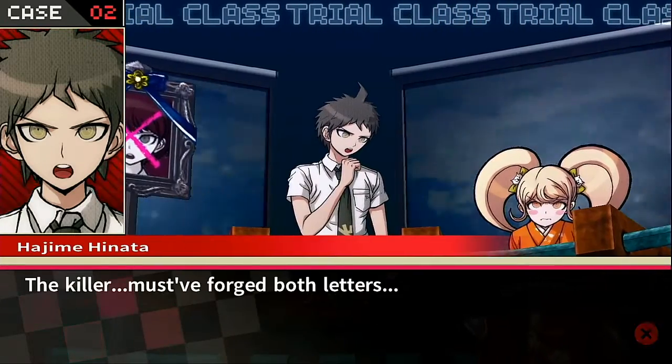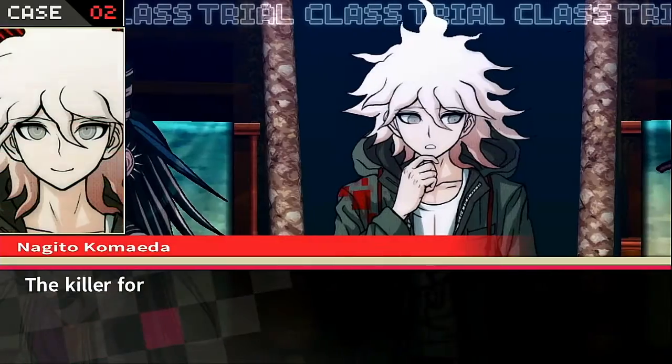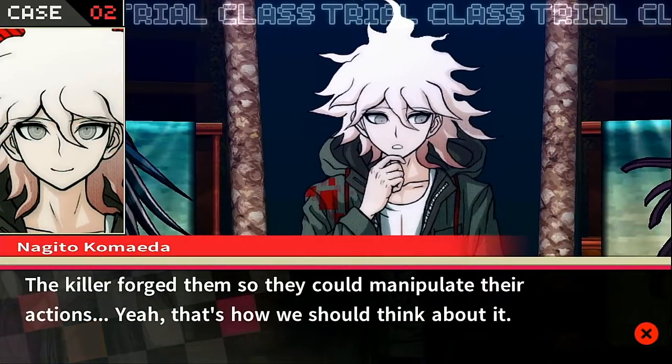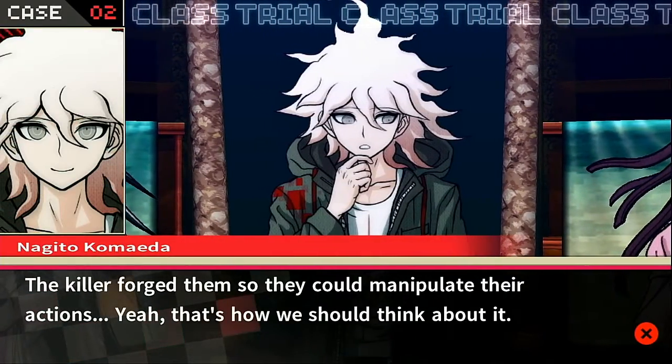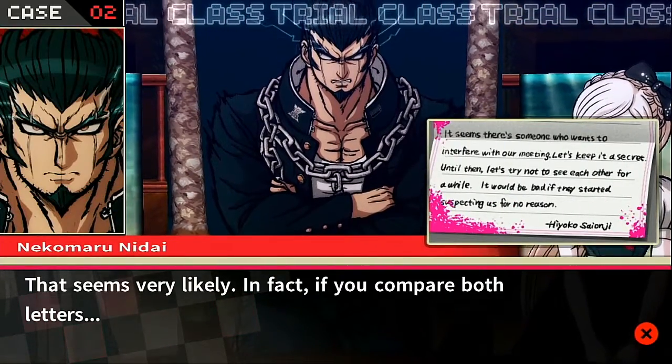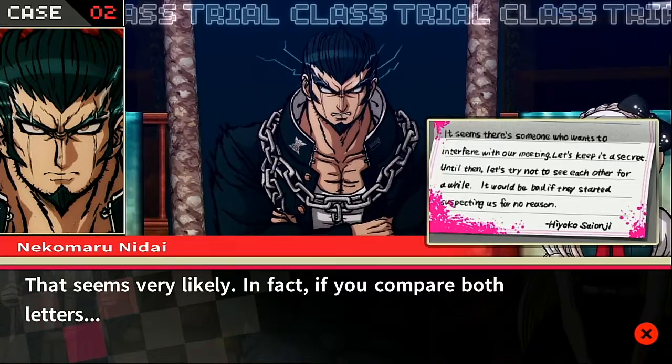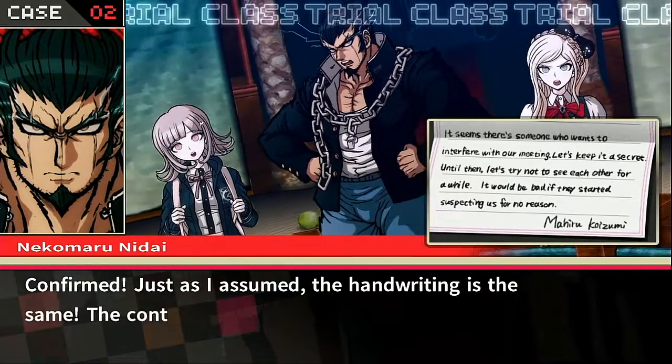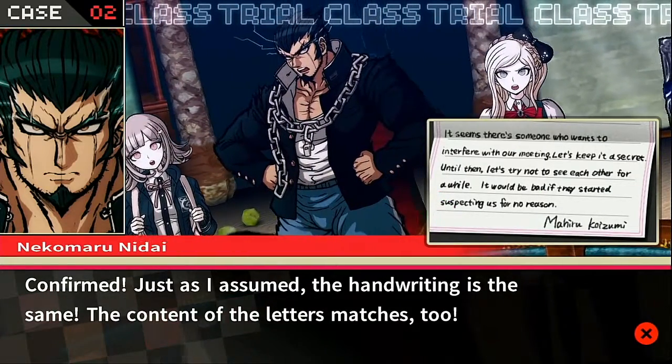The killer must have forged both letters. The killer forged them so they could manipulate their actions. Yeah, that's how we should think about it. That seems very likely. In fact, if you compare both letters... Confirmed! Just as I assumed, the handwriting is the same.